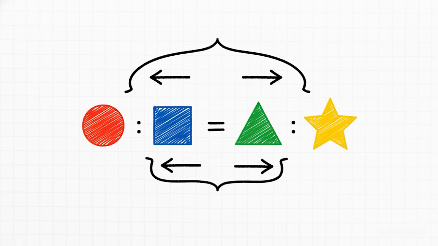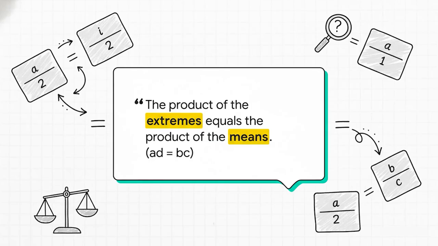And just remembering those two names, extremes on the outside, means on the inside, is the key to a really cool trick. And here it is. This is what I call the magic rule of proportions, and it is a game changer. It says that the product of the extremes is always equal to the product of the means.